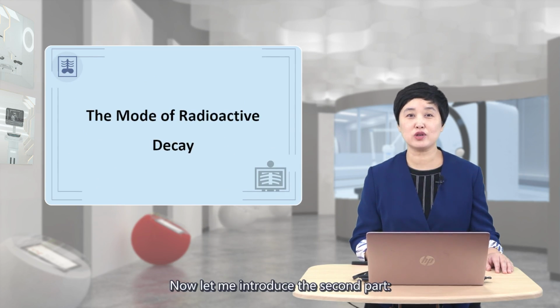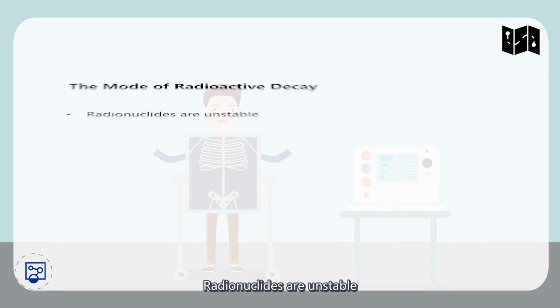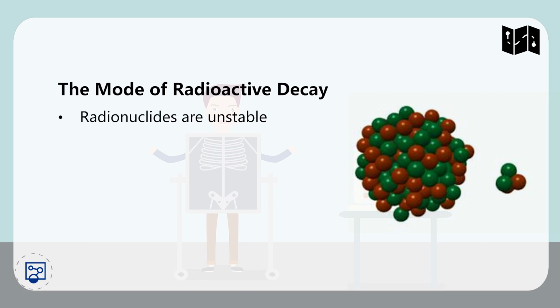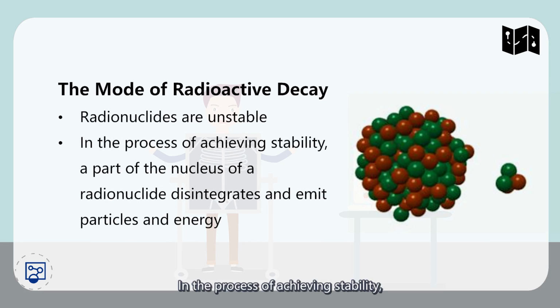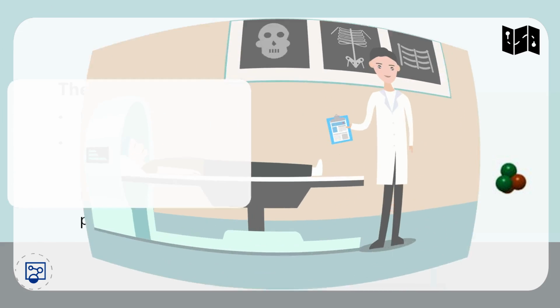Now, let me introduce the second part, the mode of radioactive decay. Radionuclides are unstable. In the process of achieving stability, a part of the nucleus of a radionuclide disintegrates and emits particles and energy. It does this until it reaches a stable state and is no longer radioactive.